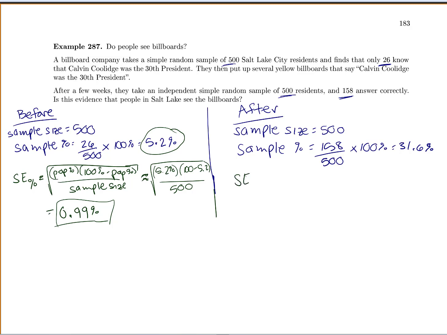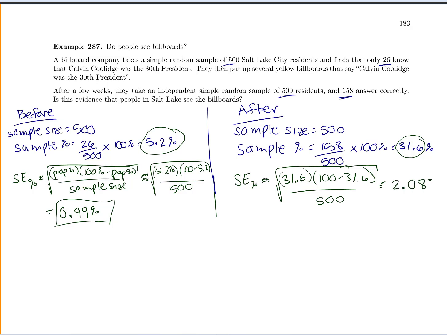Let's find the standard error for my percentage for afterwards. So again, we're just kind of estimating it with that sample percent, so I'll do the little wavy signs, because that sample percent is the only thing I know about the after group. So we'll use it. So 31.6 times 100 minus 31.6 all over my sample size of 500 gives me 2.08%. So that's my standard error for after.